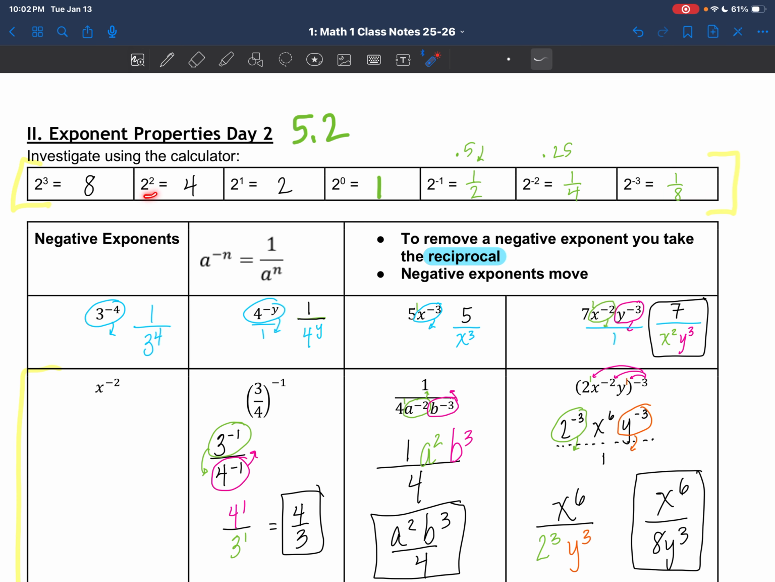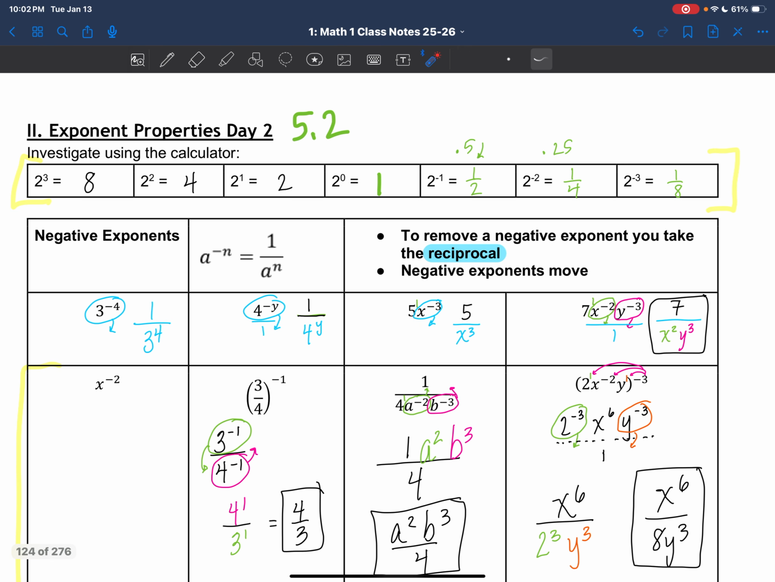When we had 2 squared, we got 4. 2 to the negative second, we had 1/4. 2 to the first power is 2. 2 to the negative first power is 1/2. So really, all we're doing is the reciprocal, and that's going to give us those. Now, this is important because this is saying you have 0 groups of 2, but you do have a number there. So basically every time we're dividing by 2, and we're just continuing the pattern.